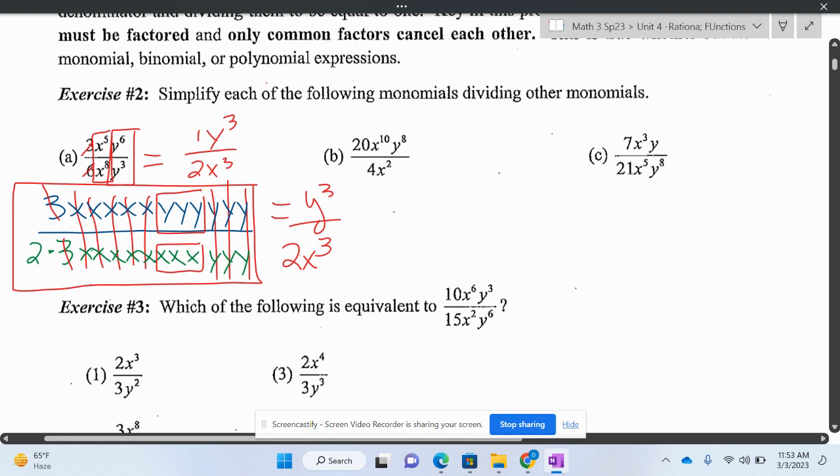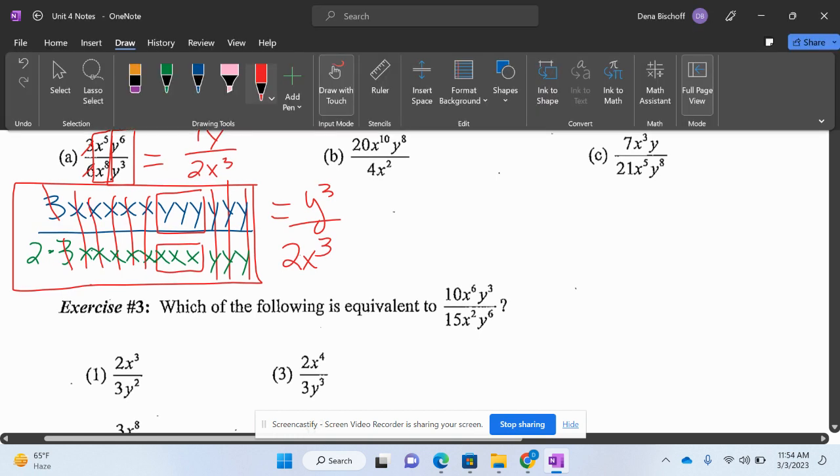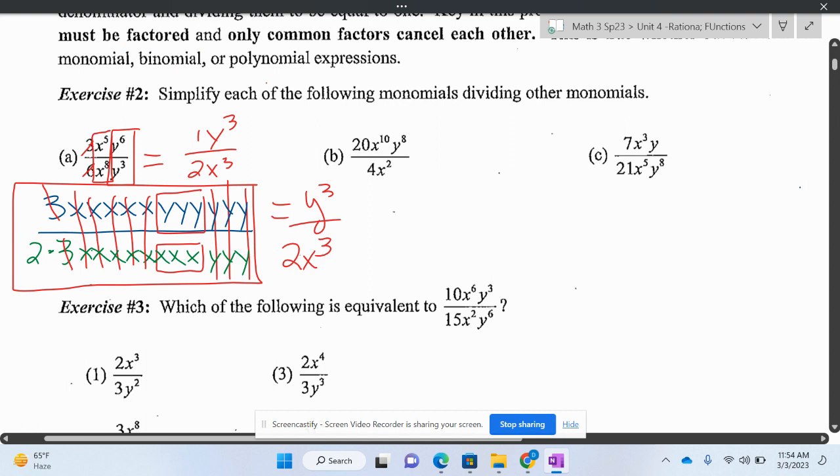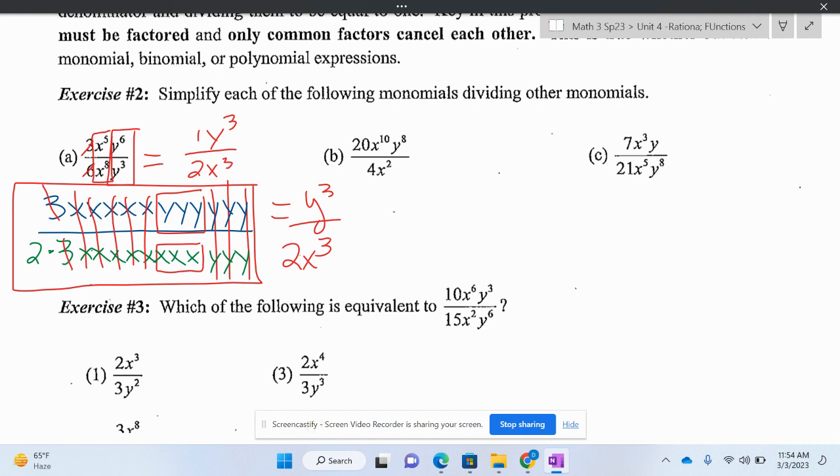So the rule is when you're simplifying rational expressions, you divide constants, those are numbers, like normal. Divide your constants like normal. And then if the base is the same, use the rule of subtracting exponents. So 20 divided by 4 is what?